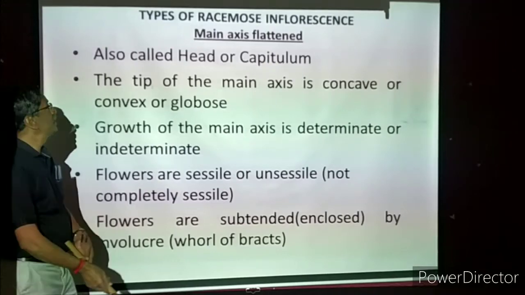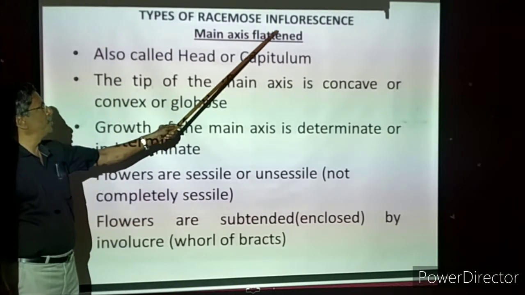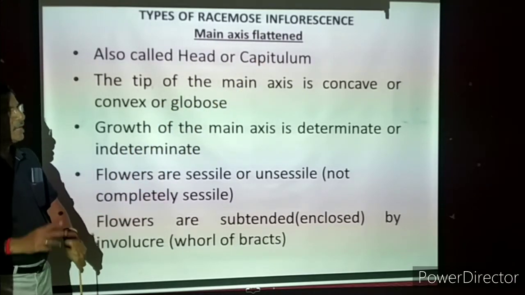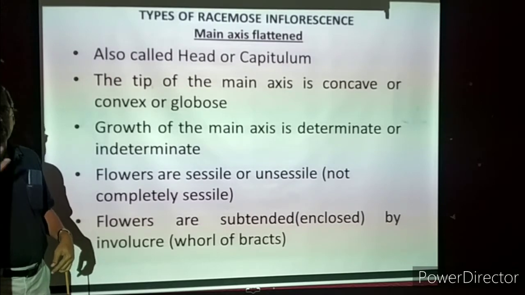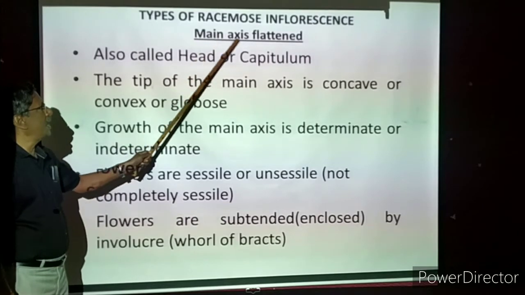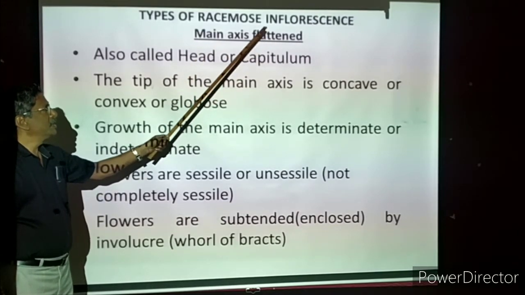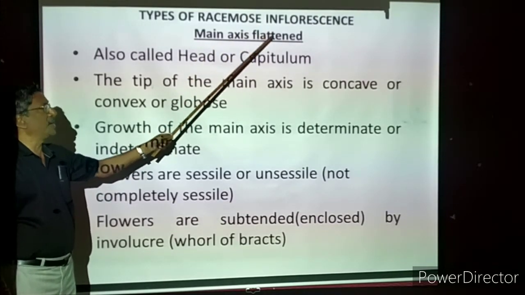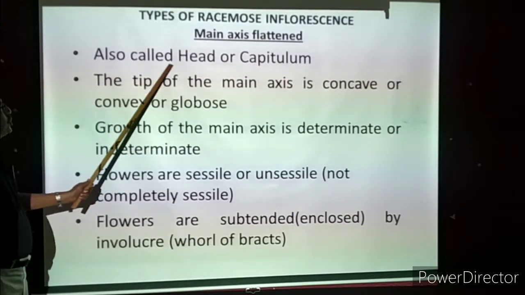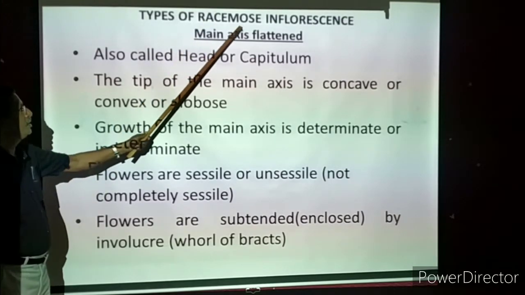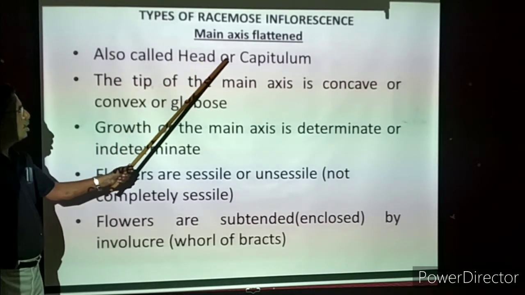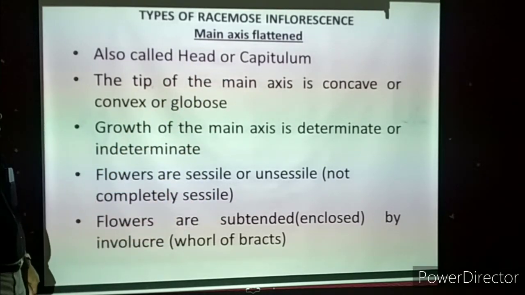Okay, now we are going to start with the types of racemose inflorescence. Main axis flattened. The first two types we have studied: main axis elongated, main axis shortened. Now the third one is main axis flattened. That means the tip of the peduncle is flattened. That is called a flattened main axis. This type of inflorescence with a flattened tip is also called head inflorescence or capitulum inflorescence.